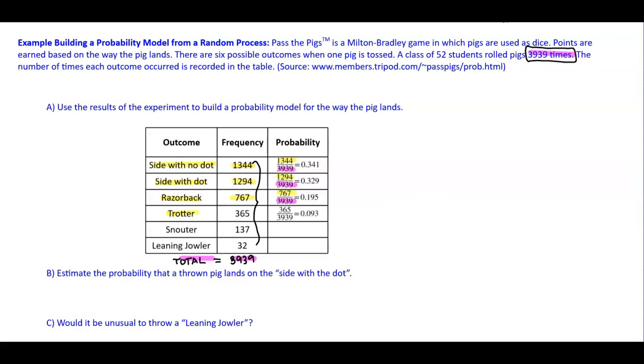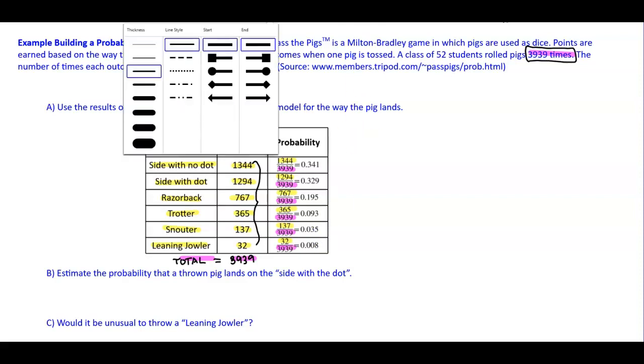Next, we're going to take the outcome of Trotter, which is 365. We're going to divide it by the total of the frequency to give us a probability of 0.093. The next outcome is Snouter, which is 137. So we're going to take that 137 and then divide it by the total frequency of 3,939 to get a probability of 0.035. Okay, and then last, we're going to take the outcome of Leaning Jowler, which is 32. 32 divided by the total frequency gives us 0.008.